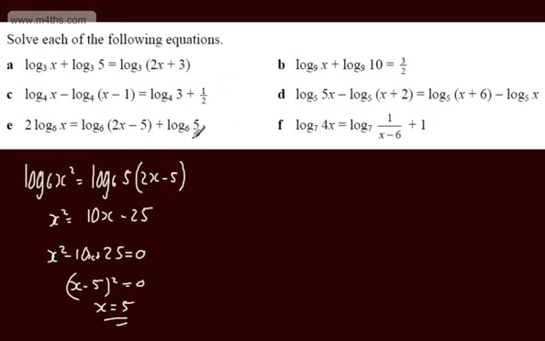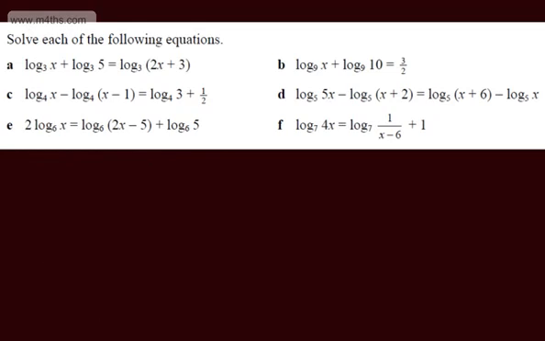Okay, let's do this last one now. Let's have a look at that one. So we've got here log to the base 7 of 4x is equal to log to the base 7 of 1 over x minus 6 plus 1. There are lots of different things that we could do with this particular equation, and I'm going to work through it a few different ways.